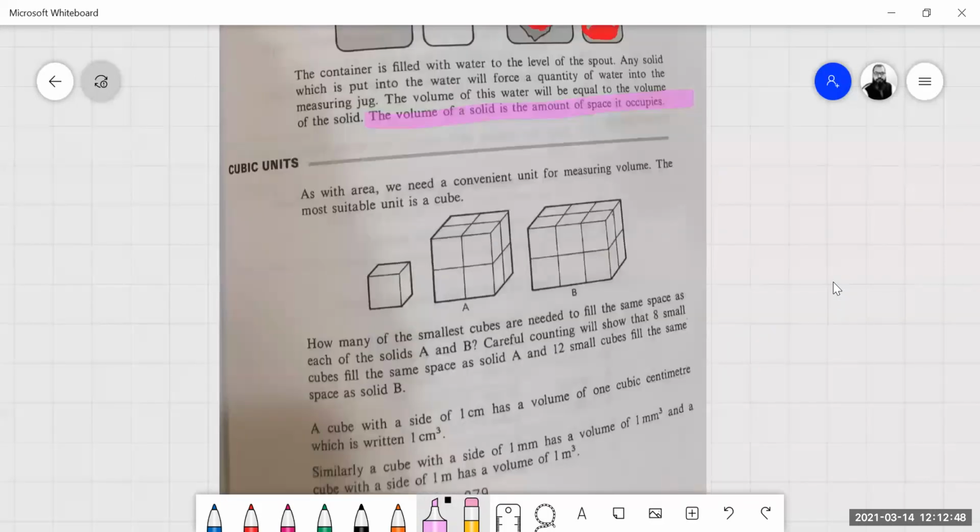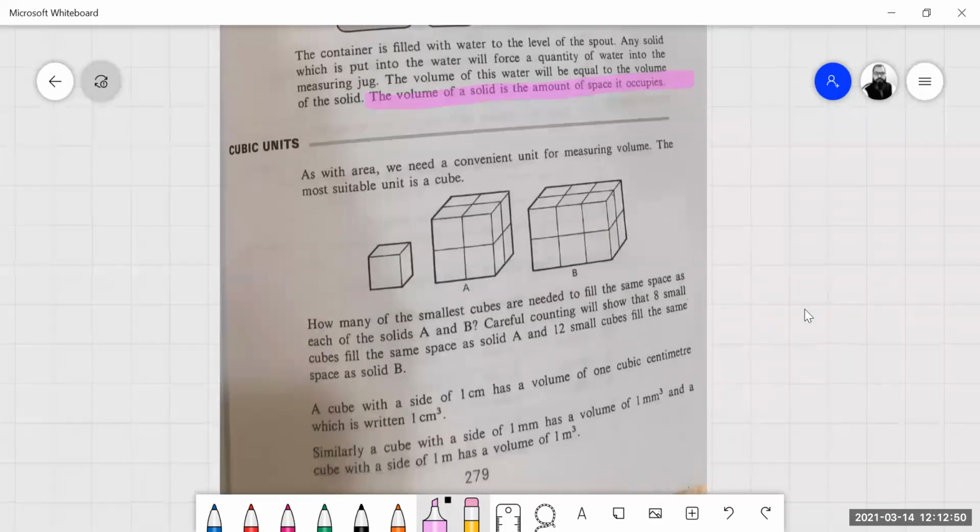Okay, now come to the cubic unit. As with area, we need a convenient unit for measuring volume. The most suitable unit is a cube. This is a cube, 1 unit cube. It means from all sides it is the same. For example, 1 centimeter.